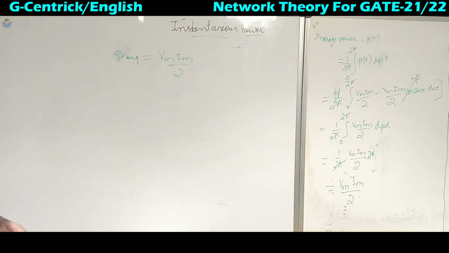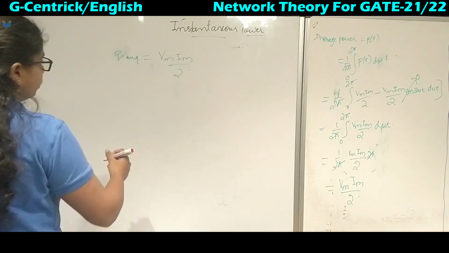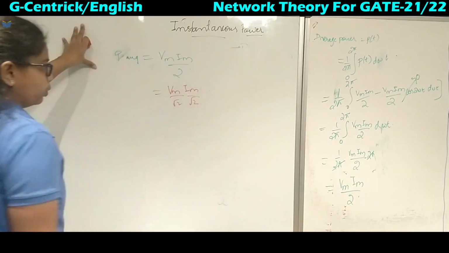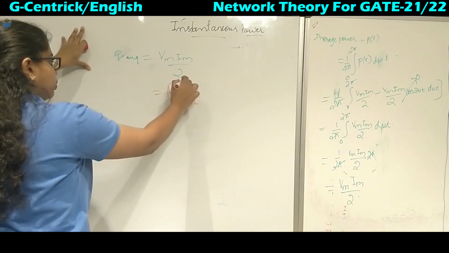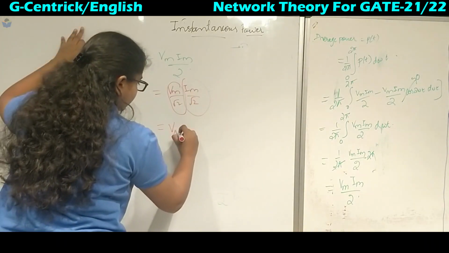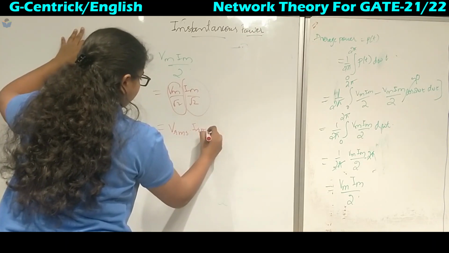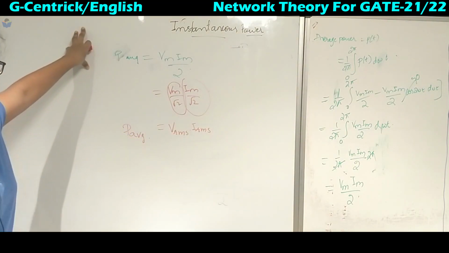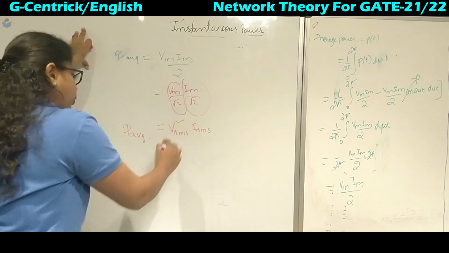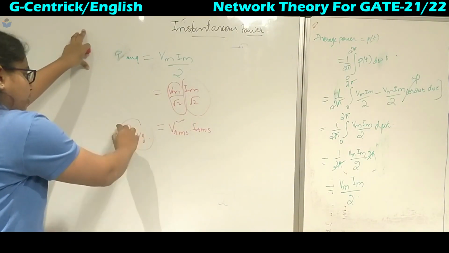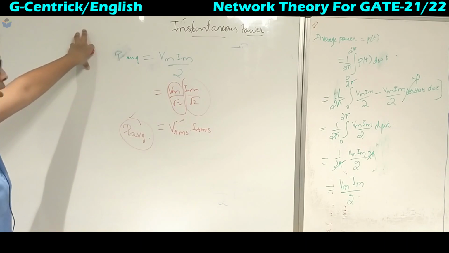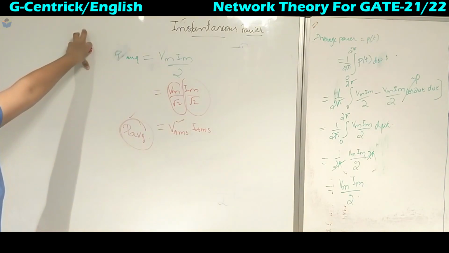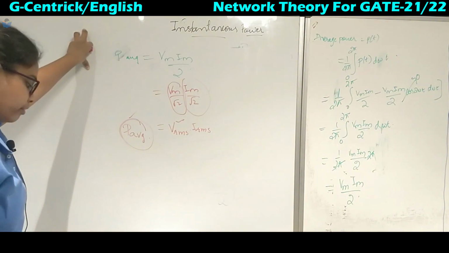So now from here it is important. This 2 can be written as root 2 into root 2. So Vm into Im over root 2 into root 2. So this Vm over root 2 and this Im over root 2 is nothing but Vrms into Irms. We have already seen that whatever voltage and current we get in a home or supply is the RMS value, but the power we get is not the RMS value, it is always the average value.